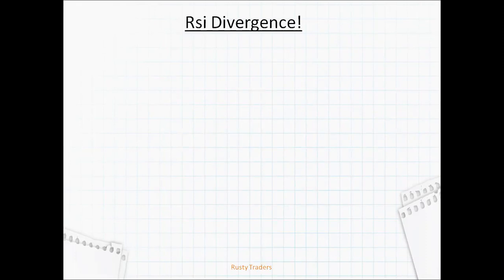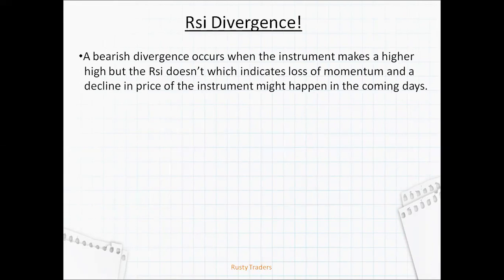It gives a very, very, very useful insight when this kind of behavior happens. What are the kinds of divergences? There are two kinds of divergences, bullish and bearish. So what is a bearish divergence?